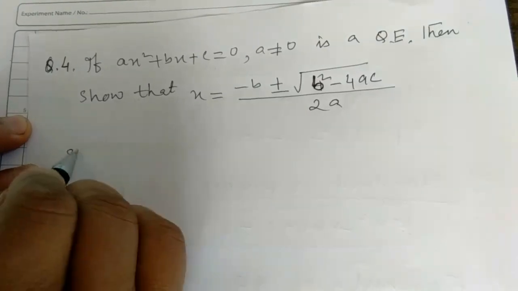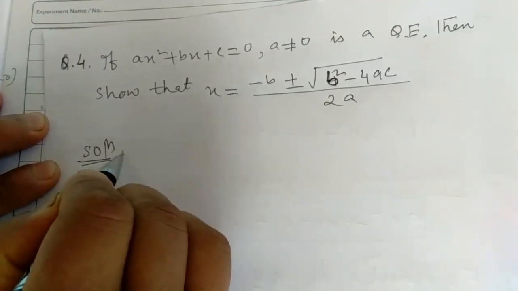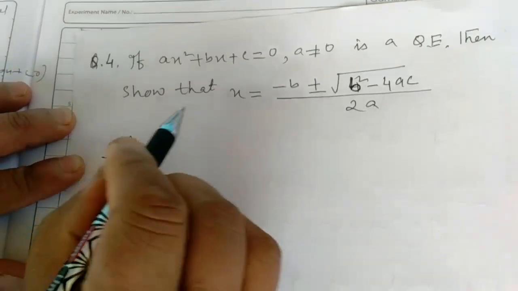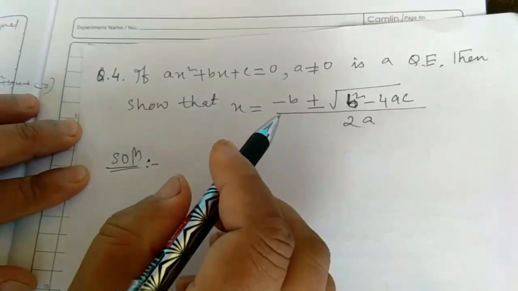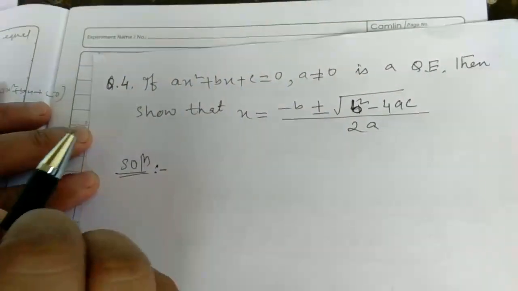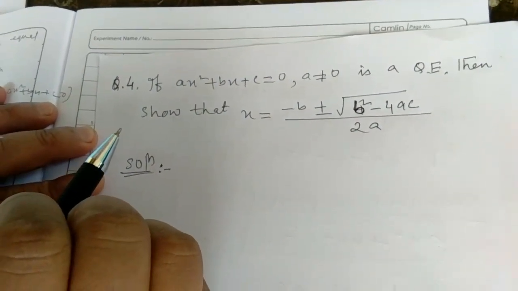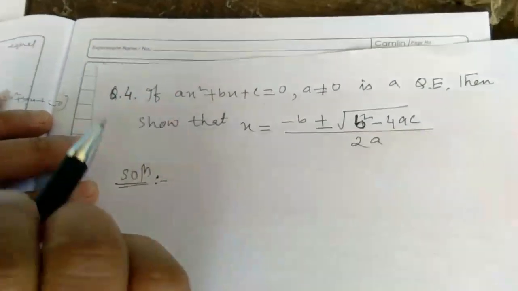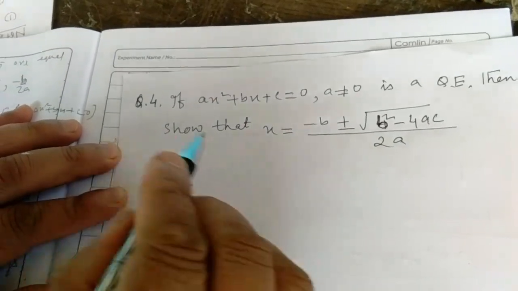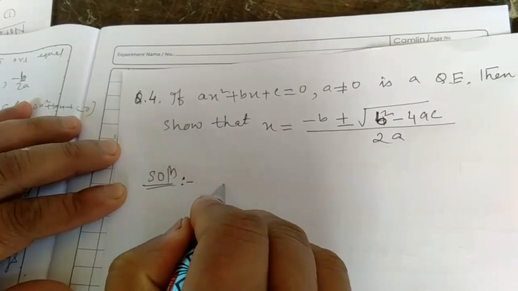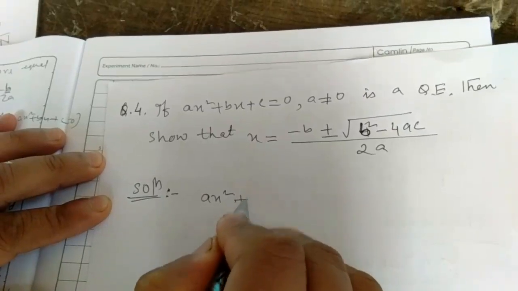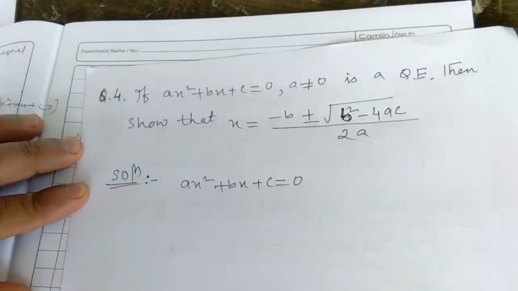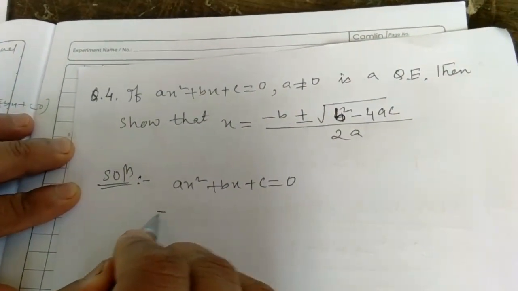Solution. Try to understand very carefully how to solve. To prove it we have to apply the completing square method. Completing square means we will solve it by the general method. So how to solve an equation by the general method? General method means the completing square method. So how to solve? I gave you the note yesterday.